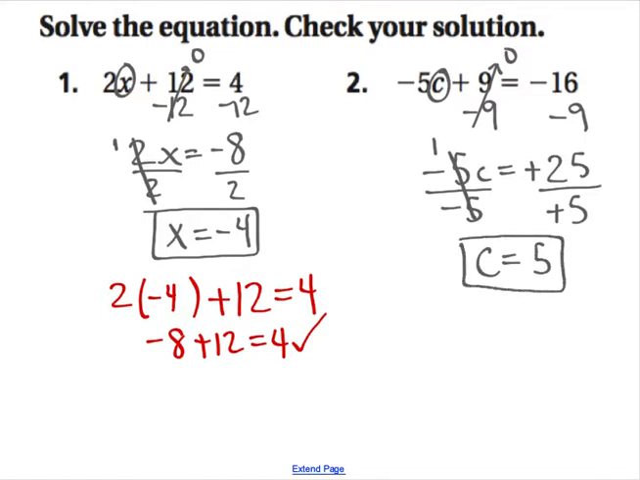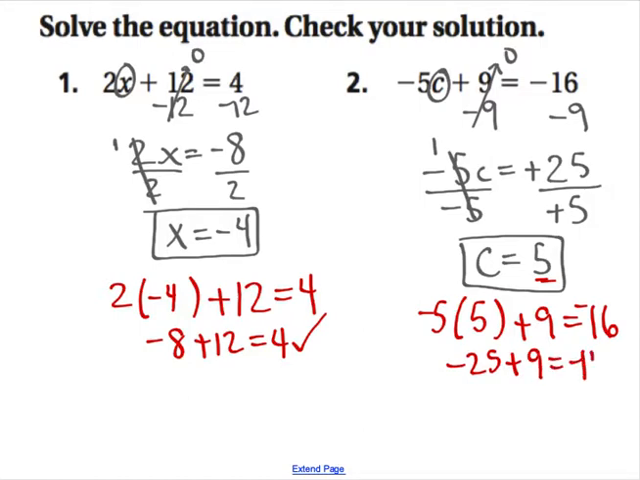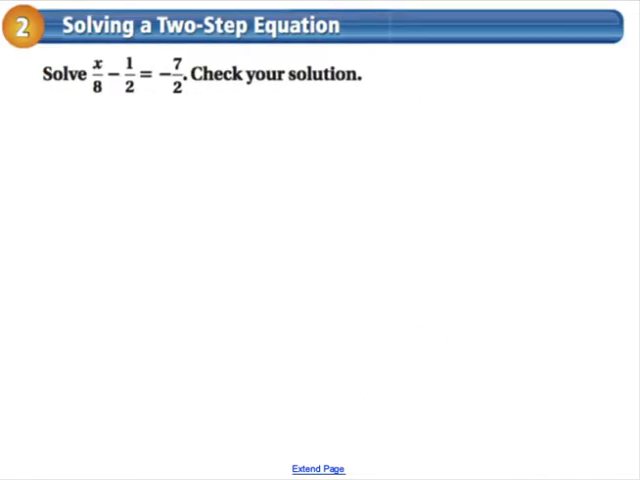Now, checking the solution, we're going to do negative 5 times c plus 9 equals negative 16. We're going to plug in 5 because that's what we got as our answer. Negative 5 times 5 is negative 25. Negative 25 plus 9 equals negative 16. That does check out, and it is true. So that is the solution.